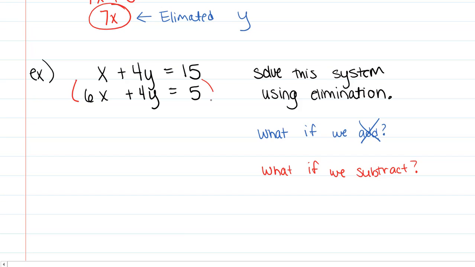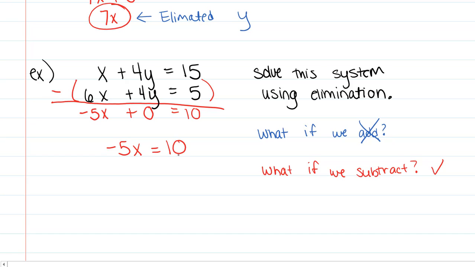Let's try subtraction. All right, and we're going to subtract the entire equation. x minus 6x is negative 5x. 4 minus 4 is 0. 15 minus 5 is 10. All right, and it looks like that did it. Right, 4y minus 4y was 0, so we ended up eliminating the variable y. And now we have something we can solve. Negative 5x equals 10, when I divide both sides by negative 5, I get that x is negative 2.